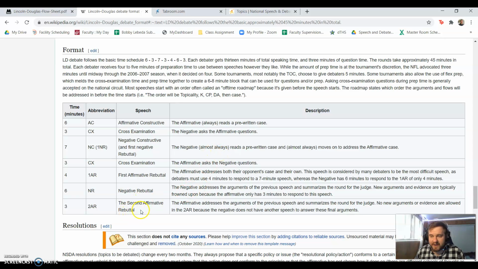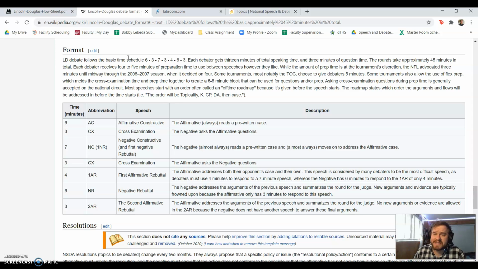Then the affirmative will have their third and final speech, the second affirmative rebuttal. It'll be 3 minutes long, and the abbreviation is 2AR. In this speech, they'll summarize the main points in this round. As a judge, it's helpful to know this format, but the students will be the ones in charge of it. You should still time, but you don't have to worry too much.